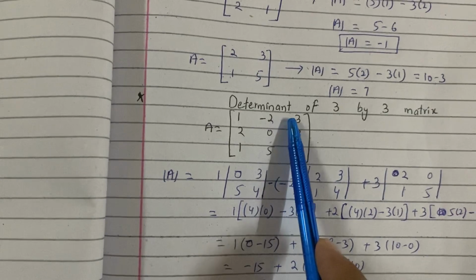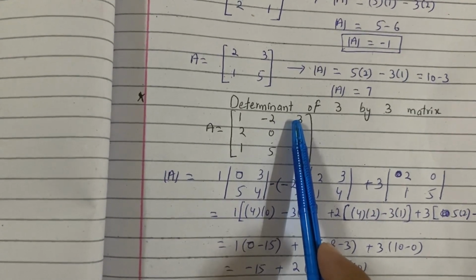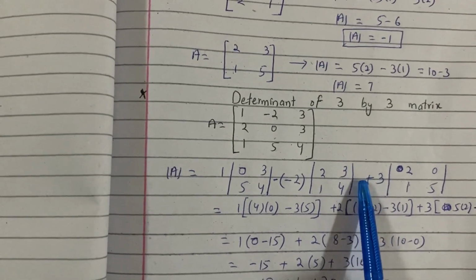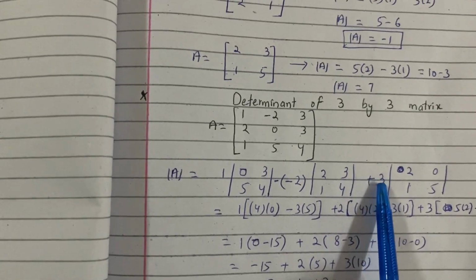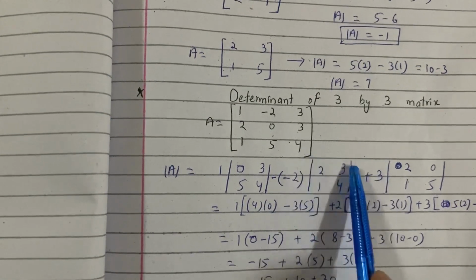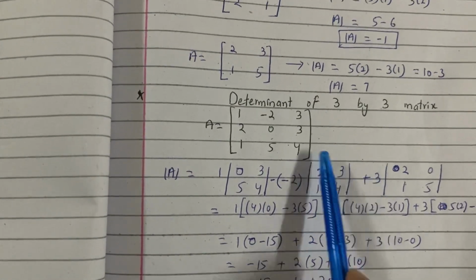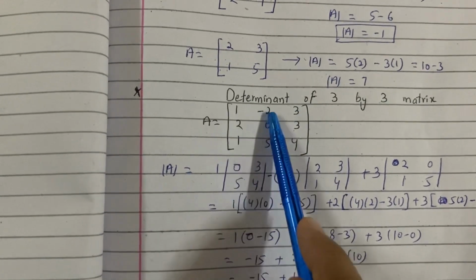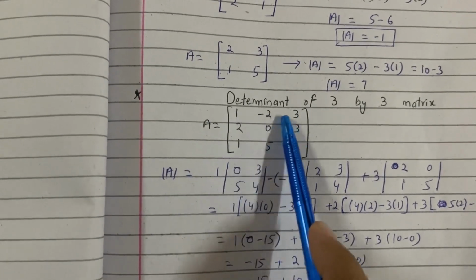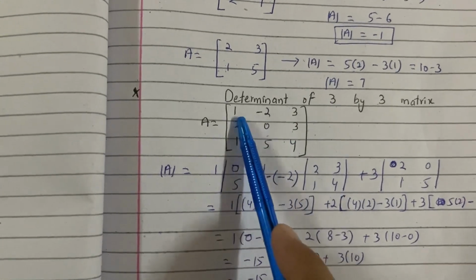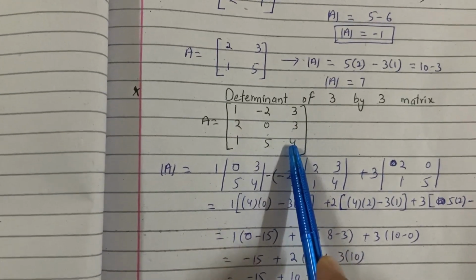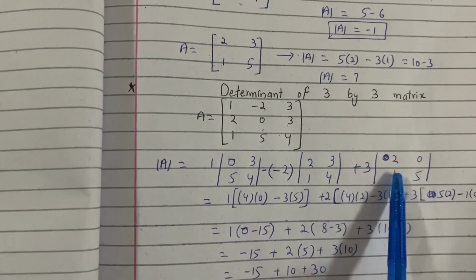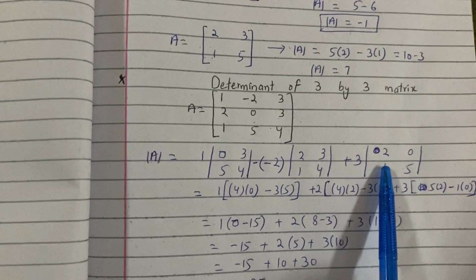So this is the third term. We will multiply this with plus 1. We are not writing plus 1 here, because 1 into 3 will be 3. So plus 3 into, now you have to check the position of this term. The position of this element is first row and third column. You don't have to write any entry of this first row and the third column. The remaining entries are 2, 0 and 1, 5. You have to take the determinant of these entries.